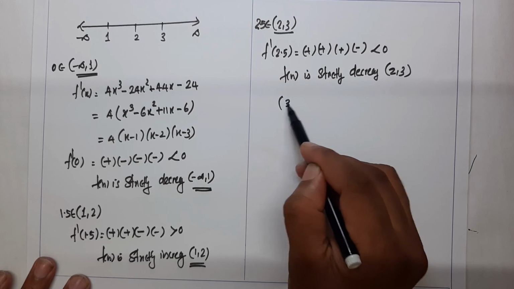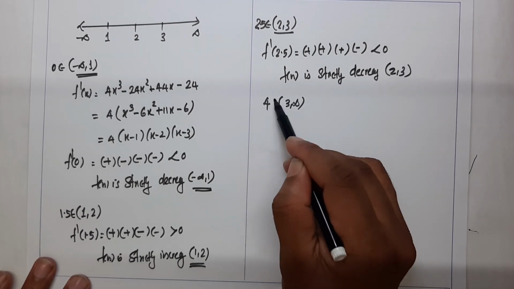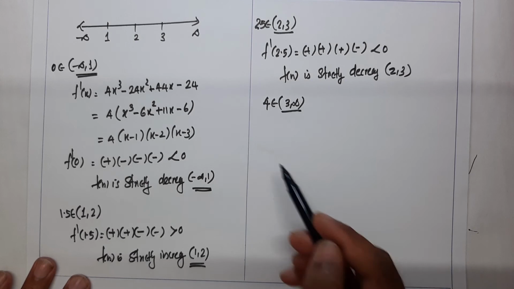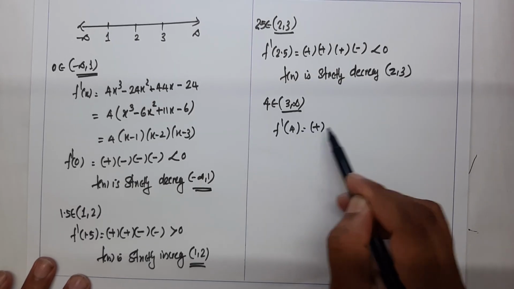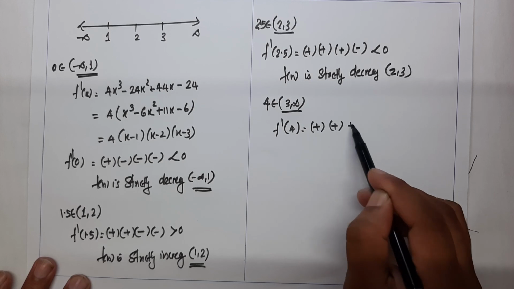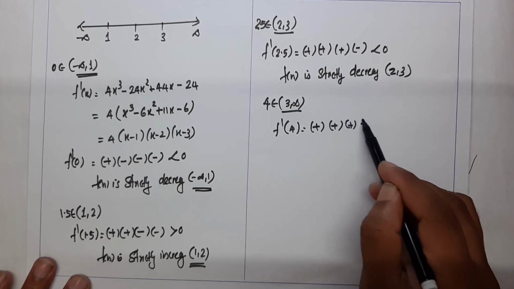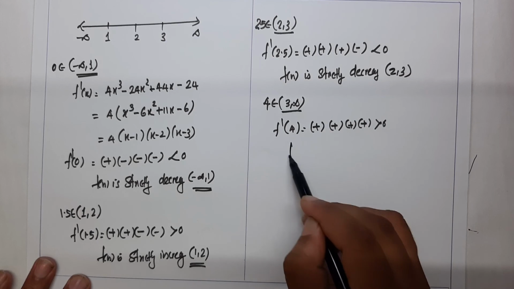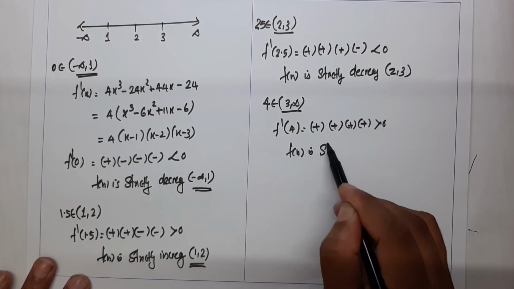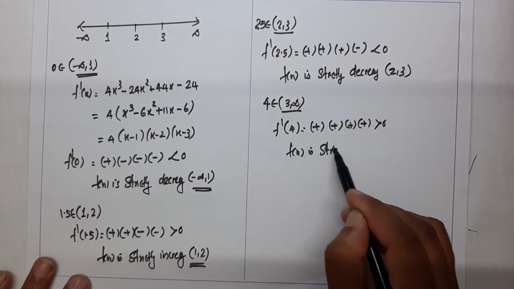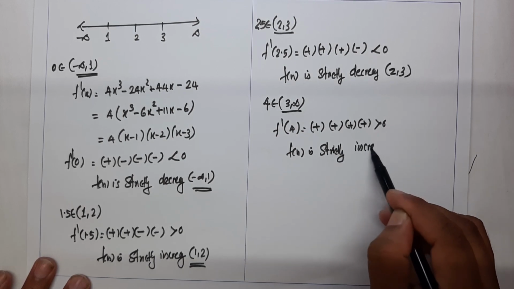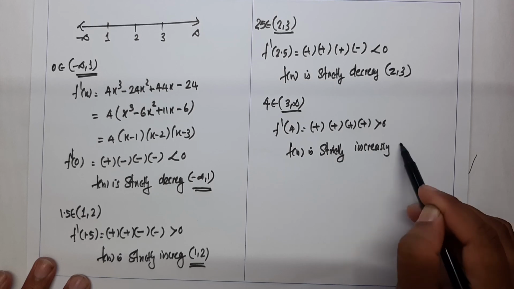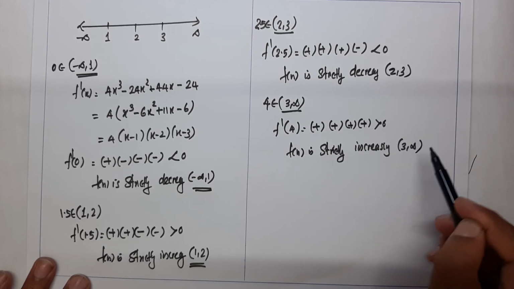And last we consider the interval 3 to infinity. Suppose you take a point 4, f dash 4. 4 is positive, 4 minus 1 is positive, 4 minus 2 is positive, and 4 minus 3 is also positive, which is greater than 0. And therefore f of x is strictly increasing in the interval 3 to infinity.